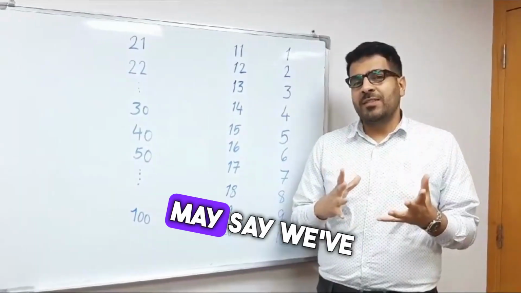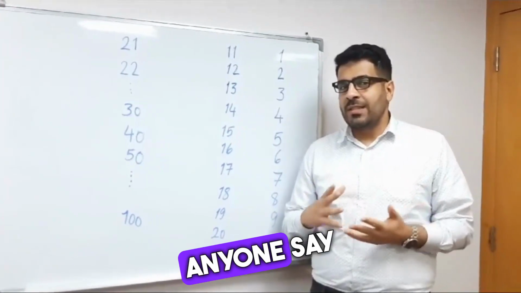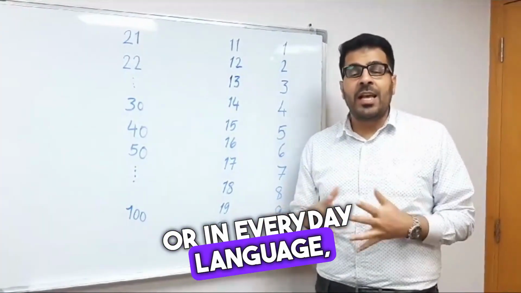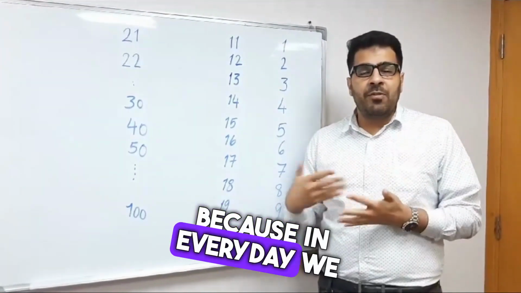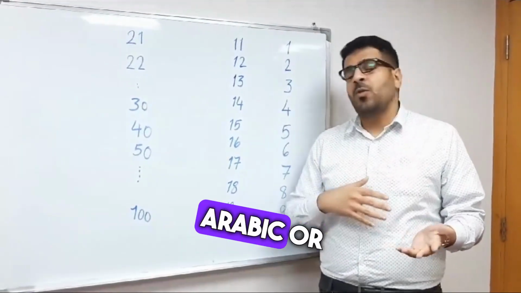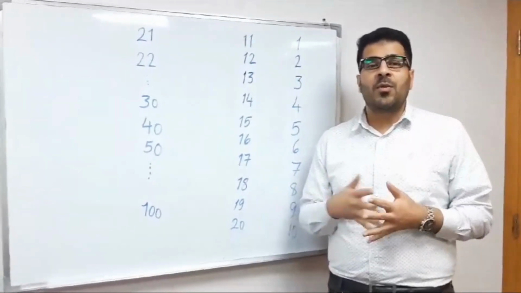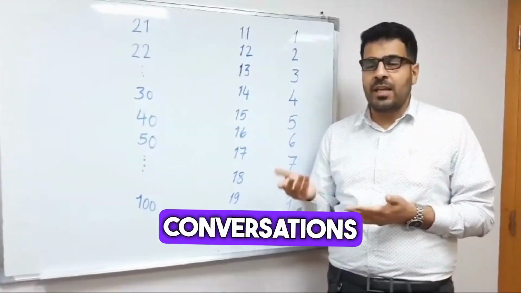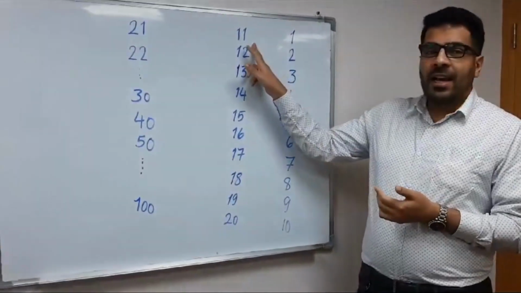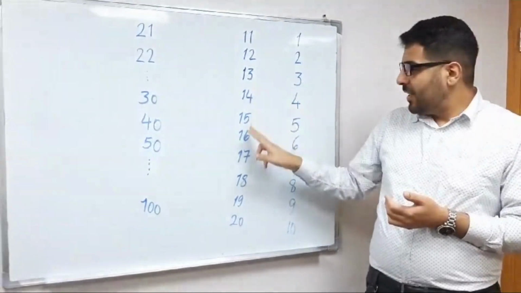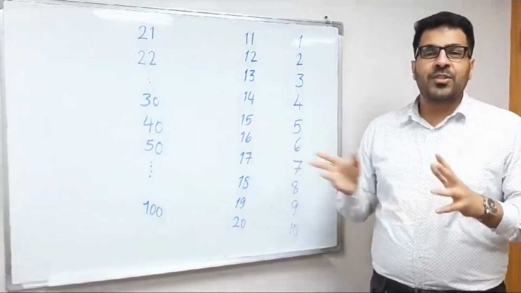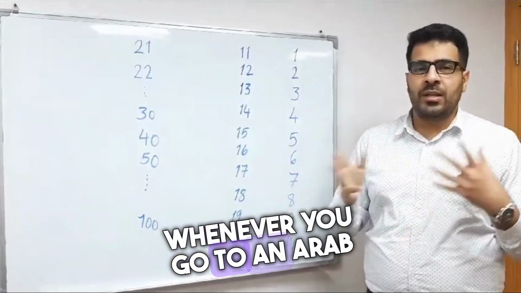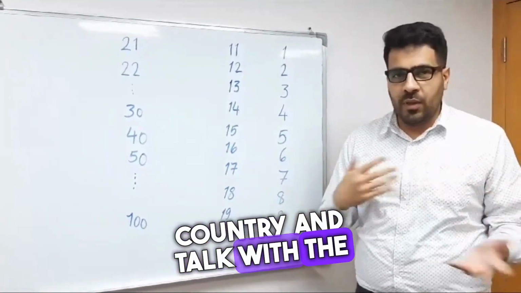A lot of people may say we've never heard anyone say أحد عشر or أربعة عشر in everyday language. This is basically because in everyday life we use colloquial Arabic or local dialects. So what you might have heard from conversations is 11, 12, 15. Those variations you can encounter whenever you go to an Arab country and talk with the locals.